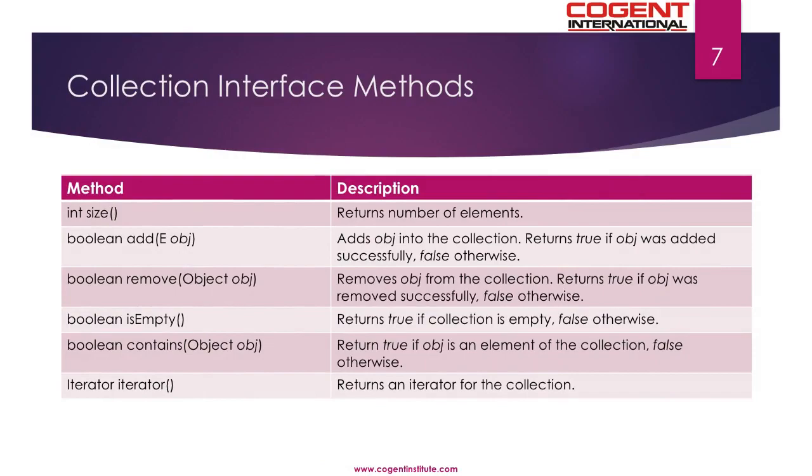Here are a few methods provided by the collection interface. Size returns the number of elements. Add adds obj into the collection, returns true if obj was successfully added, false otherwise. Remove removes obj from the collection, returns true if obj was removed successfully, false otherwise. IsEmpty returns true if the collection is empty, false otherwise. Contains obj returns true if obj is an element of the collection, false otherwise. Iterator returns an iterator for the collection.